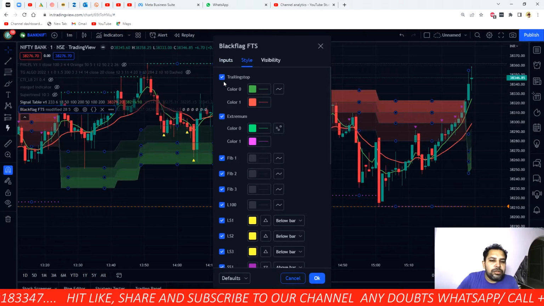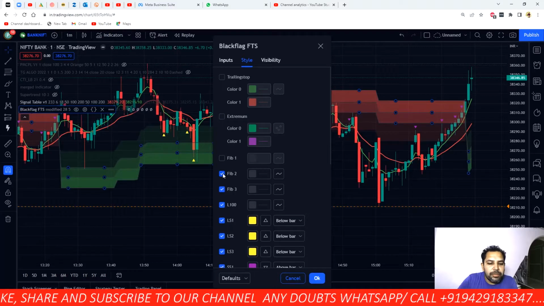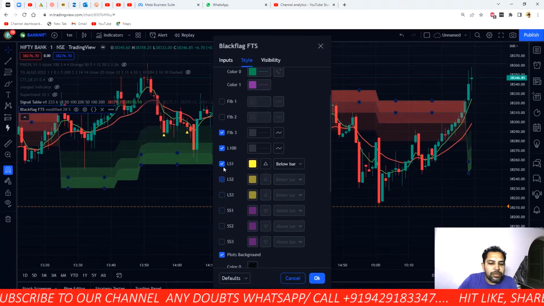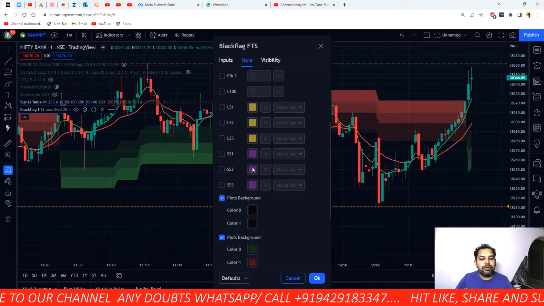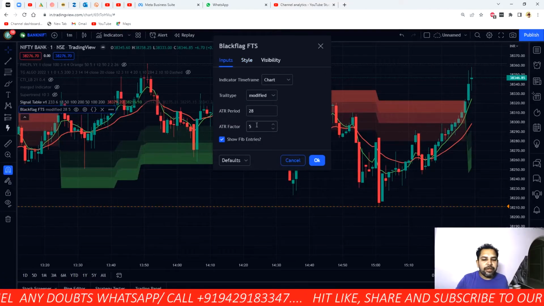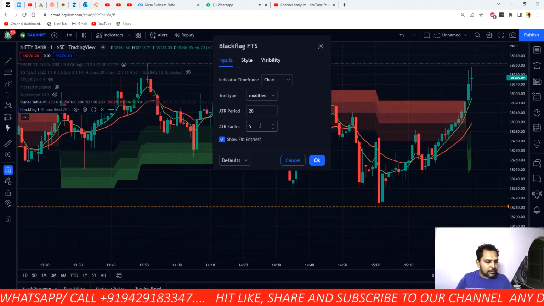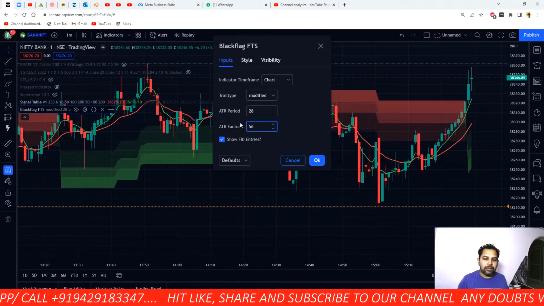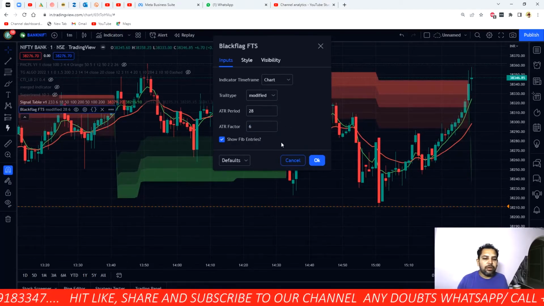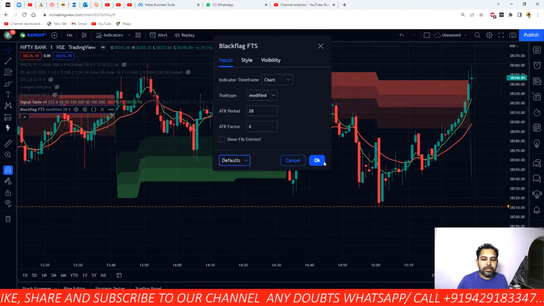Okay, so go to the style section and uncheck all these options, from the plot till the background. Just uncheck all these options, that is not needed actually. Okay, and now go to the input section. In the input section you can see the ATR factor is 5. Default is 5, you have to change it to 6. Okay, fine. So mostly all settings are done. Let's go to save as default and save.